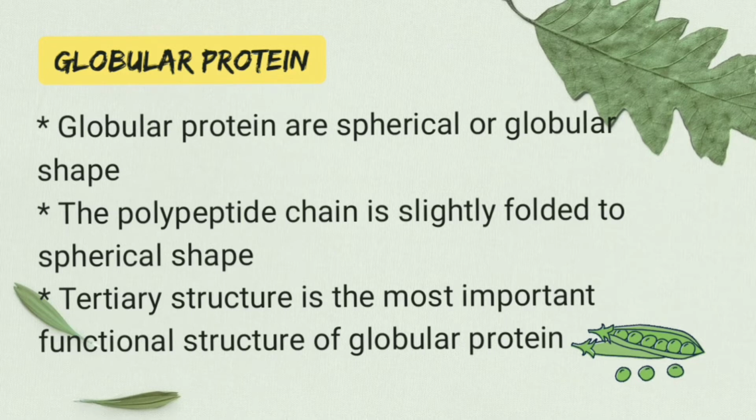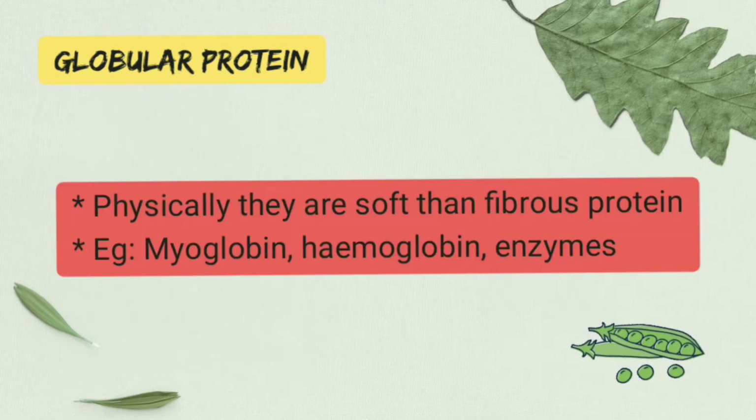That is, protein structure is folded to produce a globular or spherical shape. Tertiary structure is the important functional structure of globular protein, and they are soft compared to fibrous protein. Example, myoglobin, hemoglobin and enzymes.